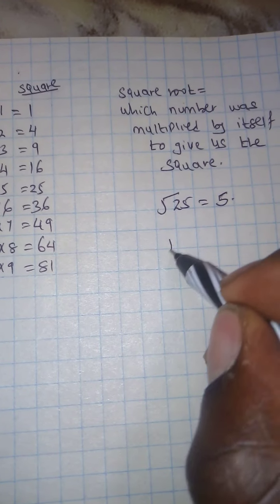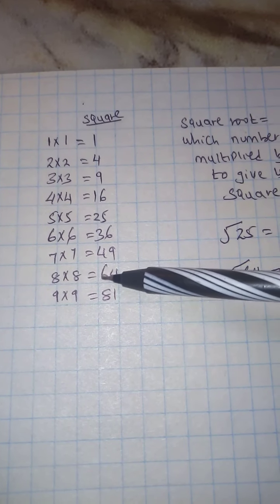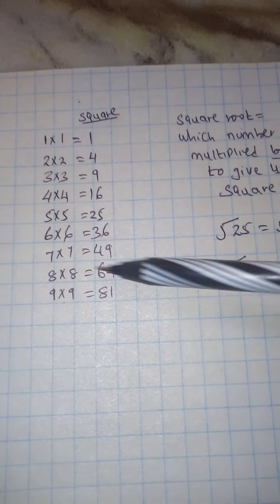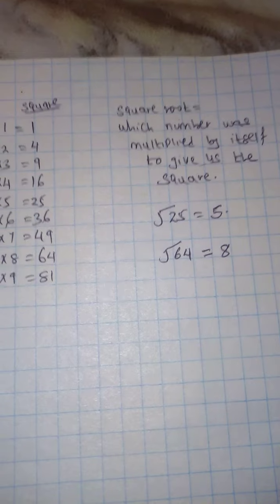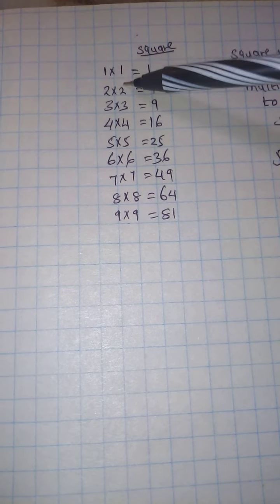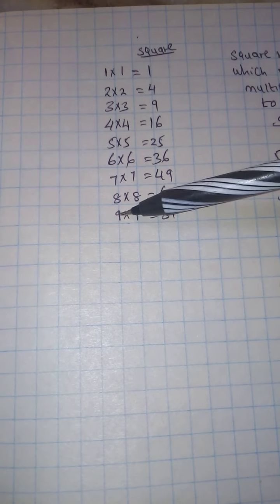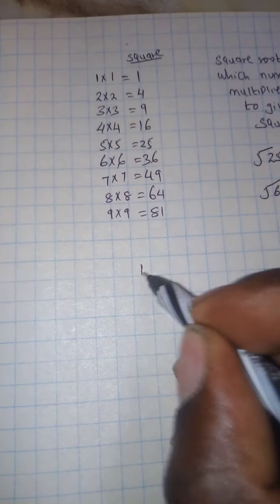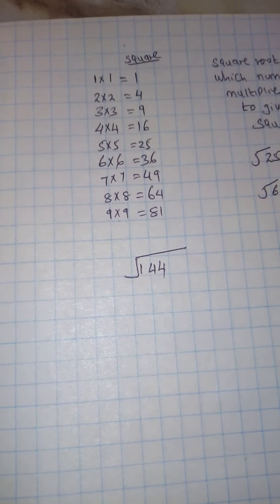Another example, the square root of 64 is equal to, we have it here. Which number was multiplied by itself to give us 64? 8. So the square root of 64 is 8. However, at times we need to know the square roots of bigger numbers that are not in between 1 and 9. For example, 144. What is the square root of 144? There is a very simple way in which we can do this.